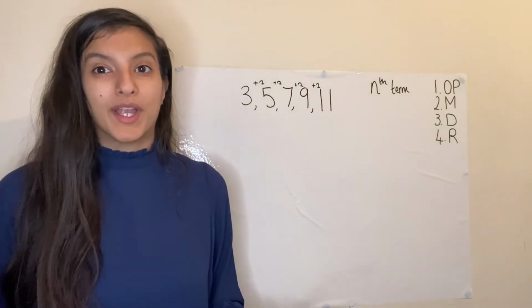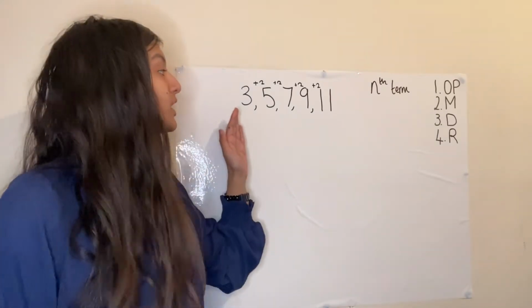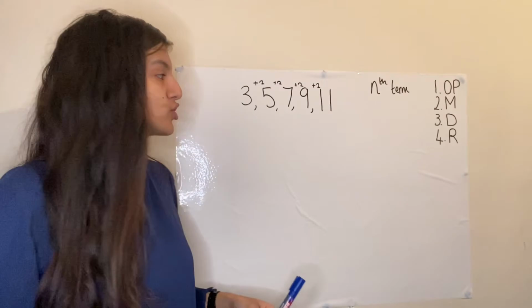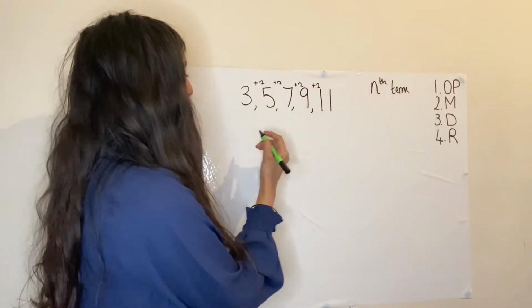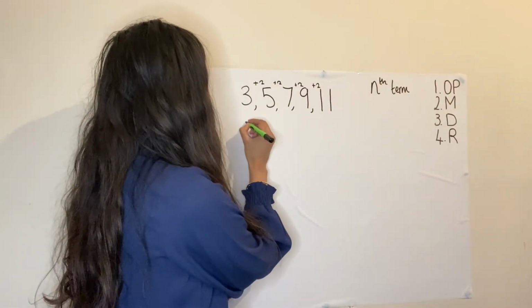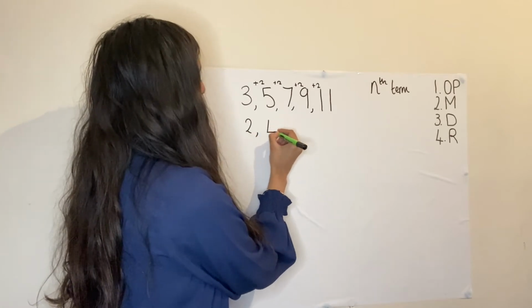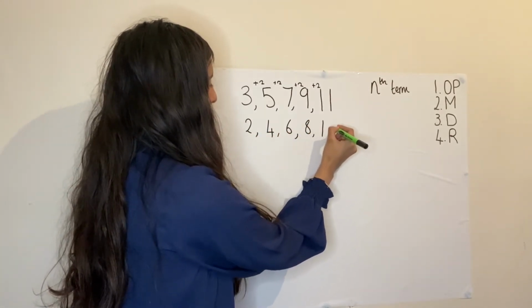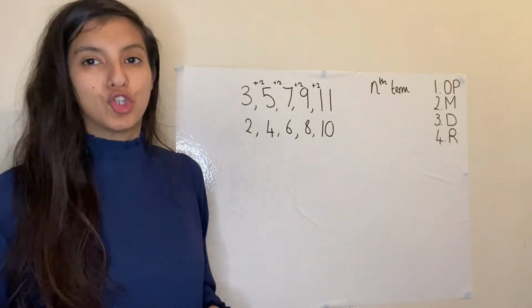That then helps me work out what my multiples are going to be. Because my pattern is going up in 2, my multiples are also going to be in 2. So just directly underneath, I'm going to write my multiples, which is step number 2. So I'm just going to write 2, 4, 6, 8, 10, okay? And that's step number 2 done.